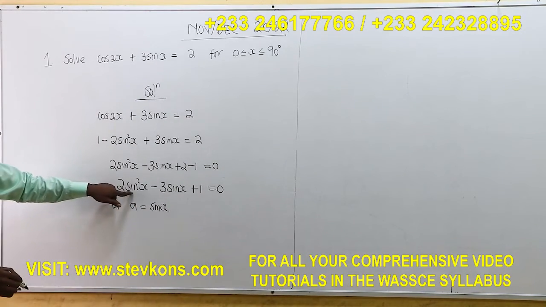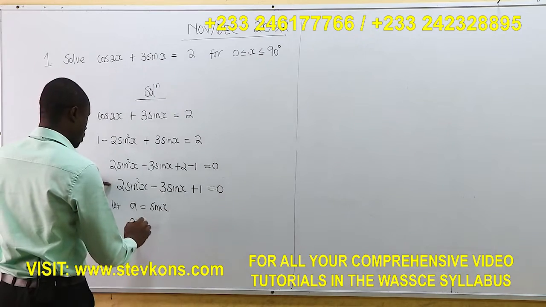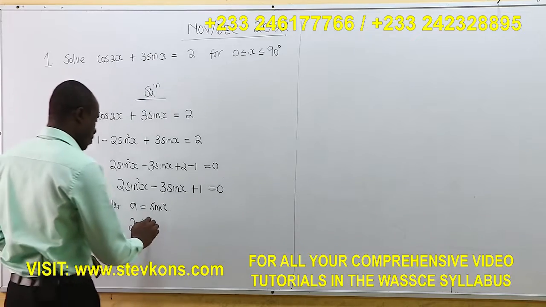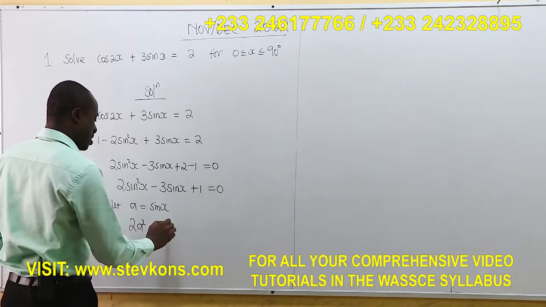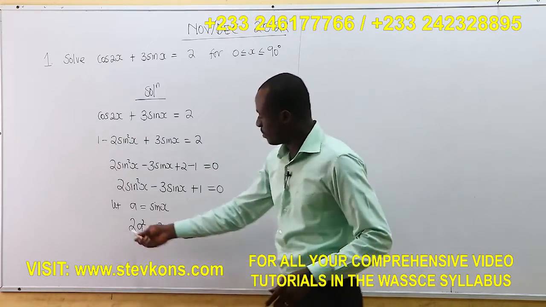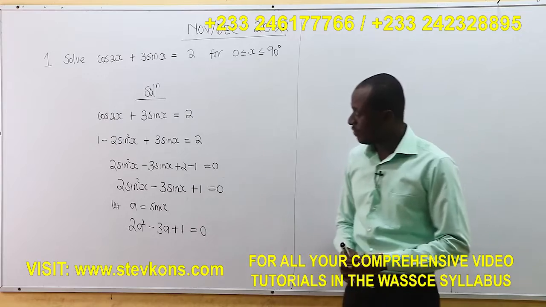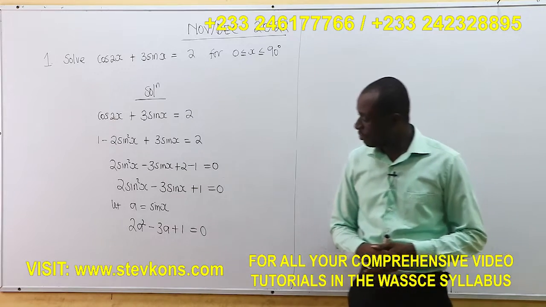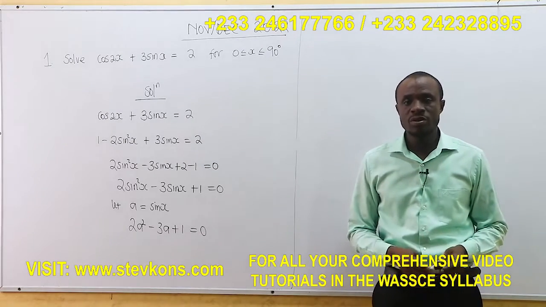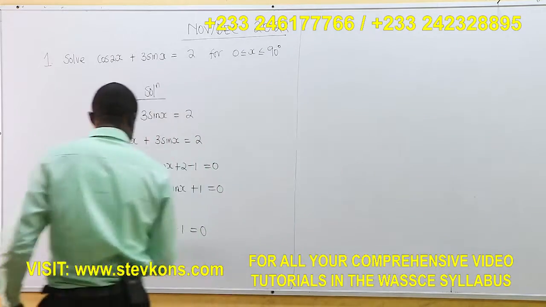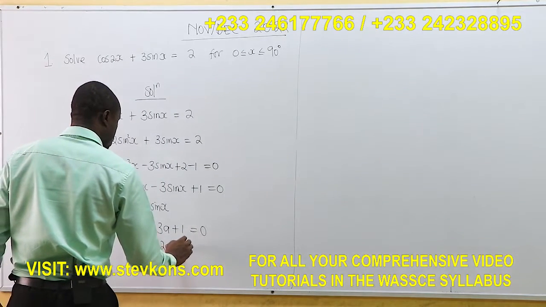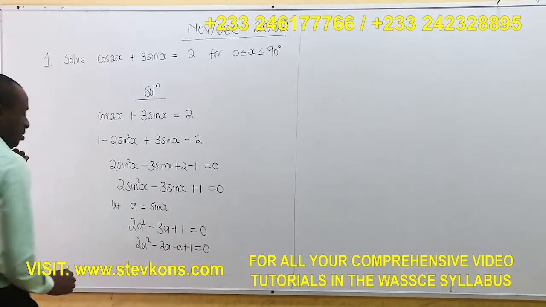So if a is sine x, what do you think you're going to get? We get 2a square minus 3a plus 1, and this is equal to 0. Now 2 times 1 gives us 2. So two numbers that when you multiply, you get 2, and when you add, you get negative 3. What are they? Clearly negative 2, negative 1. So that's 2a square minus 2a minus a plus 1, and this is equal to 0.